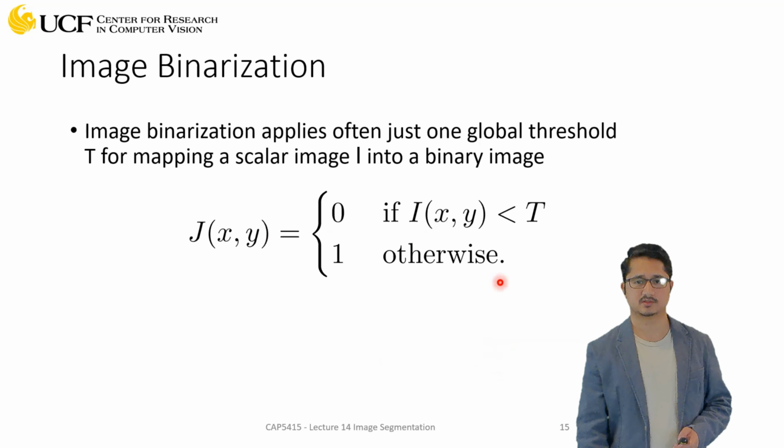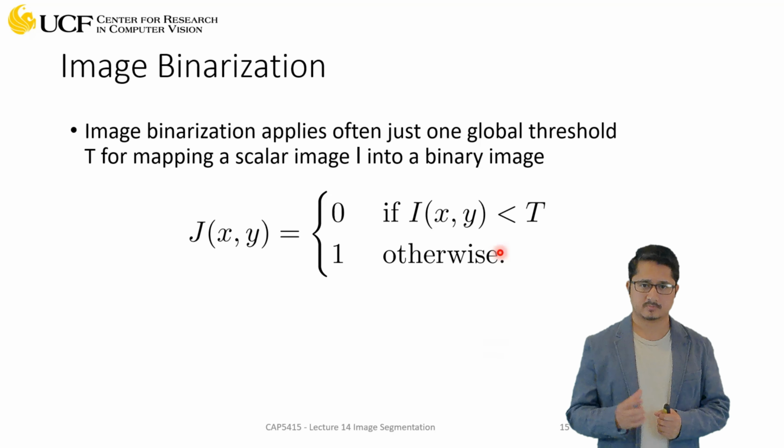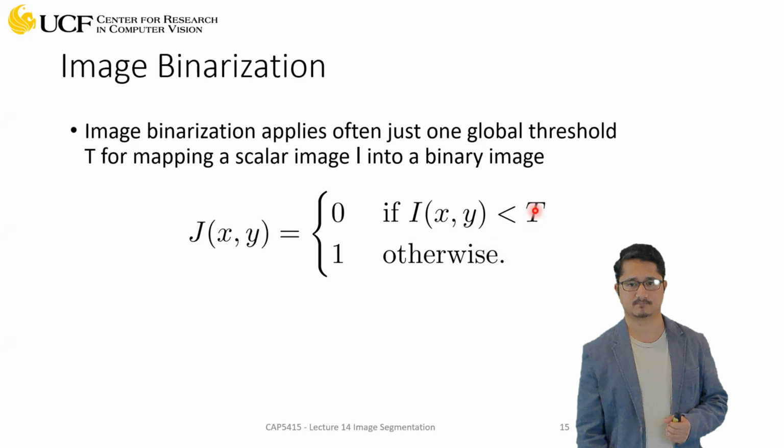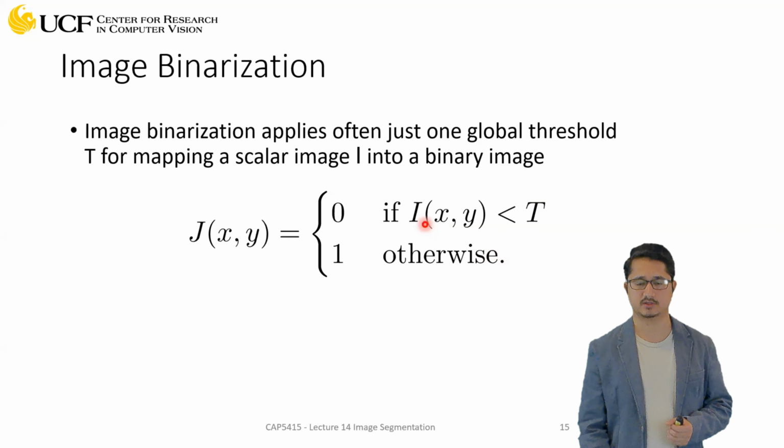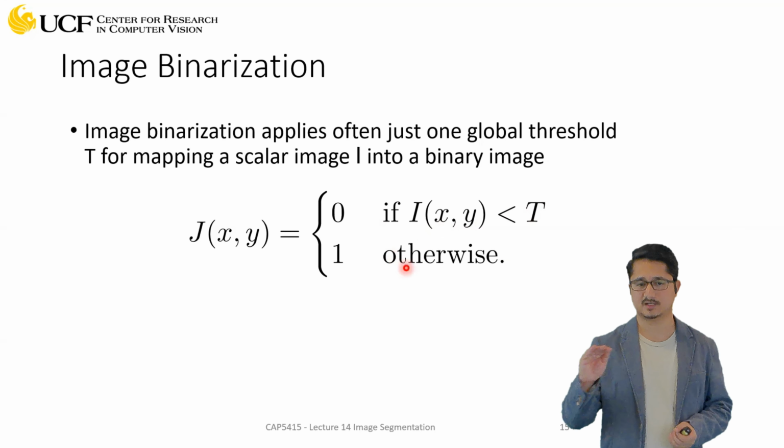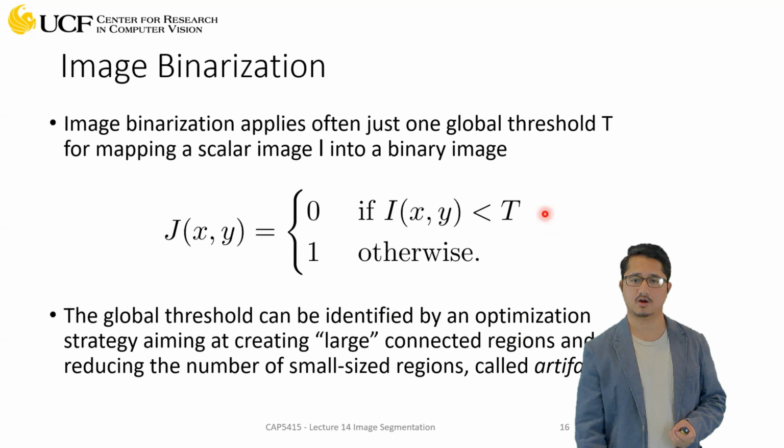So the simple solution is, you just set a threshold. Okay, and you say that if the intensity of a pixel location is less than this threshold, it's a background, and if it's not, then it's a foreground. It's that simple, and that will give you a binary image. But the question is, how are you going to determine this kind of threshold?